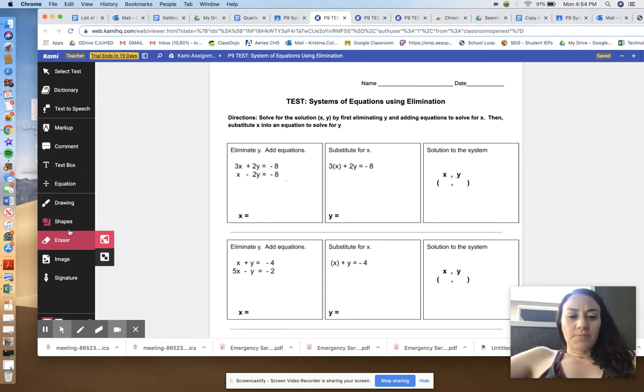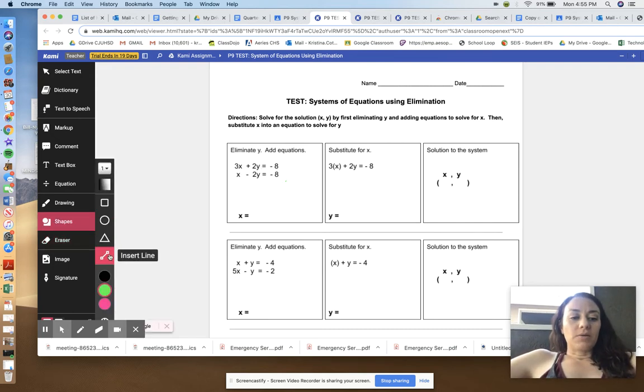So the first step is on number 1, it says eliminate y, add equations. So if you looked at the video, because we have these two equations that we're going to add together, we can go to shapes and then insert line. We could choose a color. Let's say I want to choose green. So we can make a T through the equal sign. See how easy this is. Make a T right underneath the equation. All right, there we go.